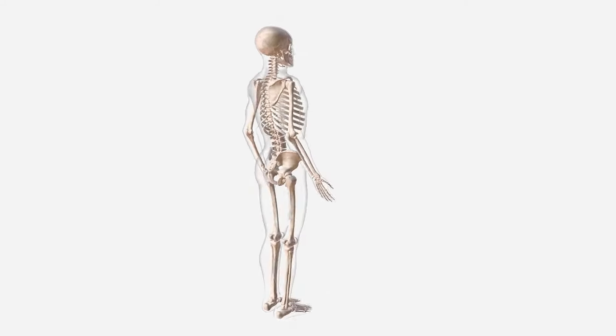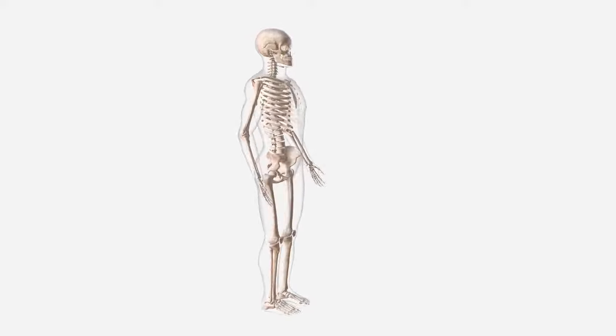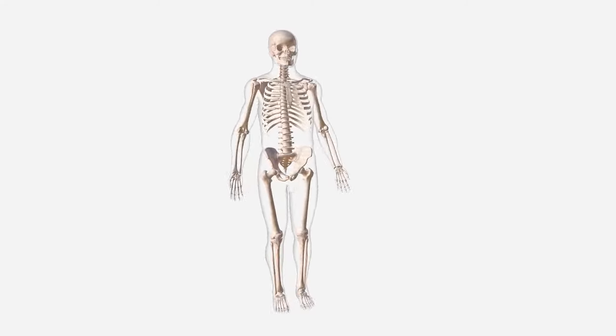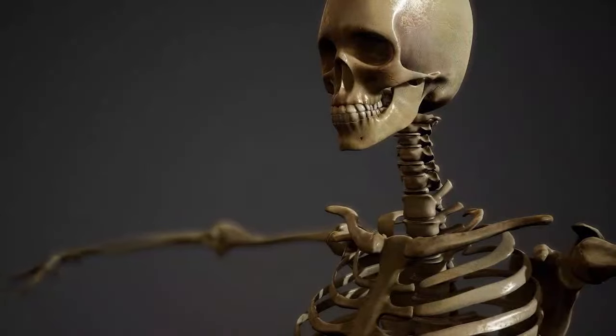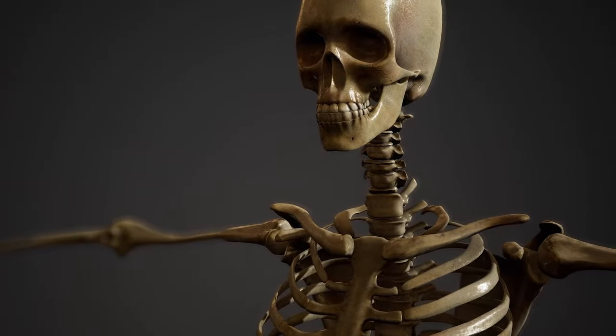Joints can be affected by a number of conditions, such as arthritis, which is a group of conditions that cause inflammation and pain in the joints, and osteoporosis, which is a condition that causes bones to become weak and brittle. The skeletal system plays a number of important roles in the body, including support.